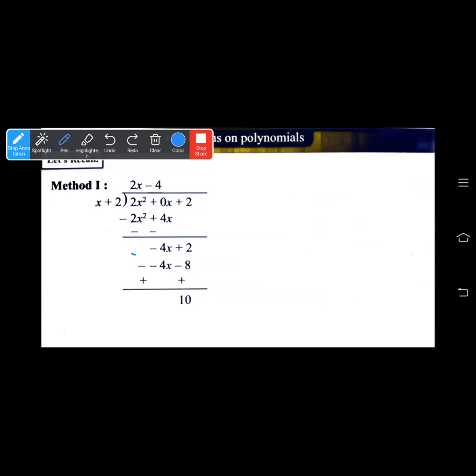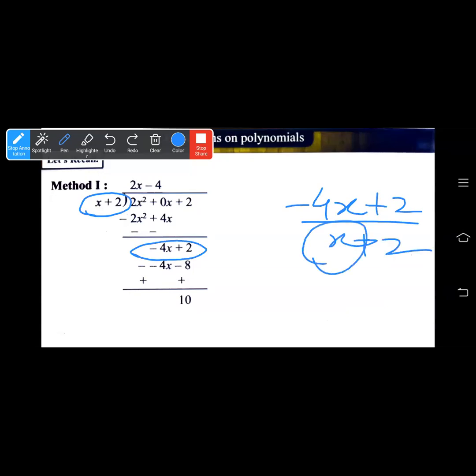Now here we have written minus 4x plus 2. Now we have to divide minus 4x plus 2 again by x plus 2. So minus 4x plus 2 divided by x plus 2. Once again, we divide the first term by the first term, so x will get cancelled. What remains? Minus 4. And this minus 4 we will write over here at the place of quotient.